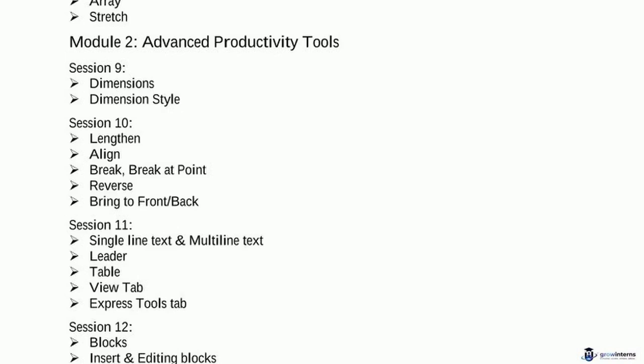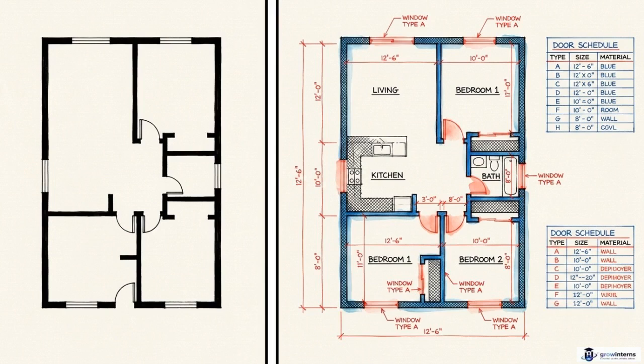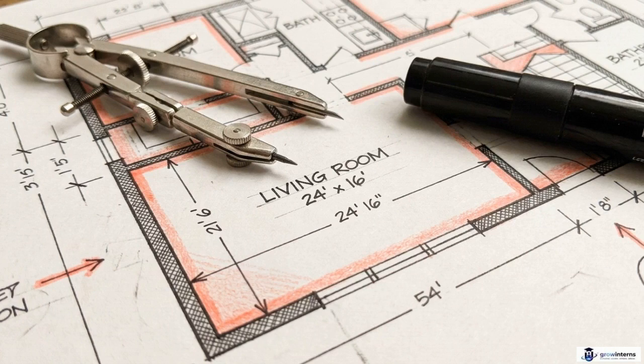That is exactly why Session 11 of this curriculum is dedicated to advanced productivity tools. We are covering the specific commands you need to annotate your drawings, like single-line text, multi-line text, leaders, and tables. Our objective today is to take a bare two-dimensional floor plan and transform it into a fully documented design using these specific annotation tools. Professional drafting is about delivering clear, liability-free instructions, ensuring your design is built exactly as intended.